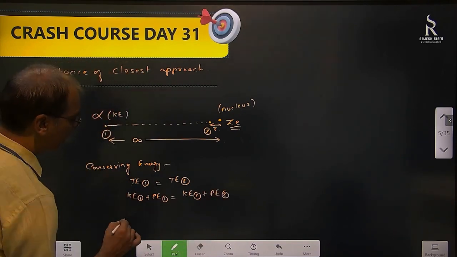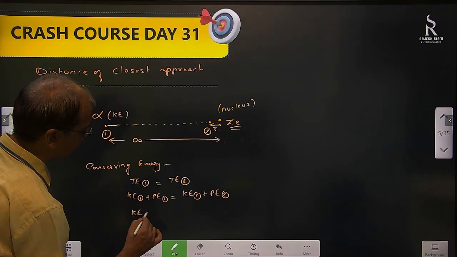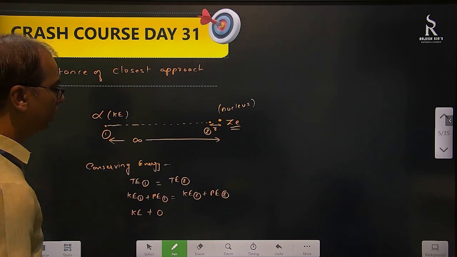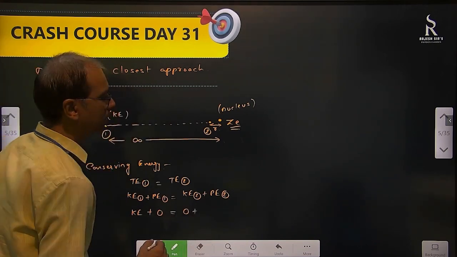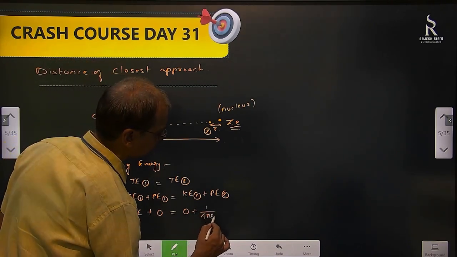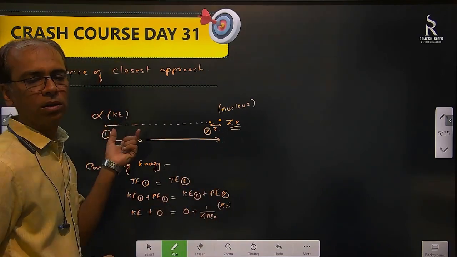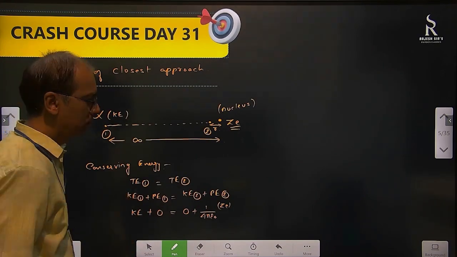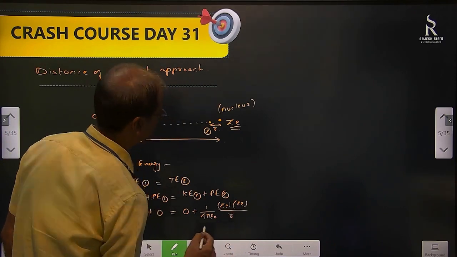Okay, so the kinetic energy at the initial position, that is KE, is 0. Why? Because the separation is infinite. Then at the second position, kinetic energy becomes 0 and the potential energy is 1 by 4 pi epsilon naught times Ze, where Ze is the charge here. And what is the charge on the alpha particle? 2 electrons. So you can write 2e by R, this R.